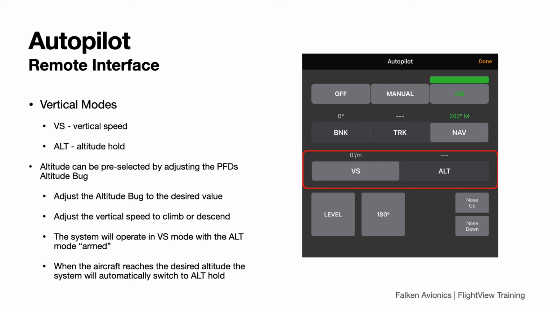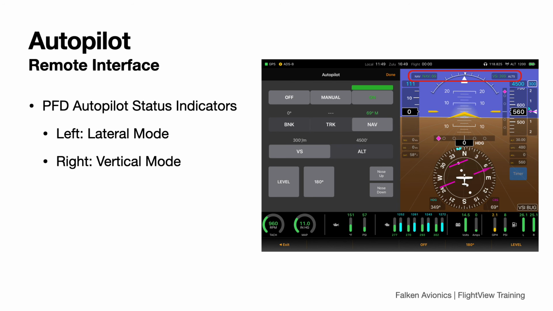The other mode is altitude hold. If you tap the Alt button, the system will hold at your current altitude, whatever that is, a feature that's really only somewhat useful. What's more interesting is to use the altitude bug to pre-select an altitude. This puts the autopilot into an armed state. Adjust your vertical speed to climb or descend, and when the aircraft reaches the desired altitude, the mode will automatically switch from vertical speed to altitude hold. It's also worth adding a quick reminder that the autopilot mode is displayed on the PFD, with the lateral mode appearing on the left side and the vertical mode appearing on the right.